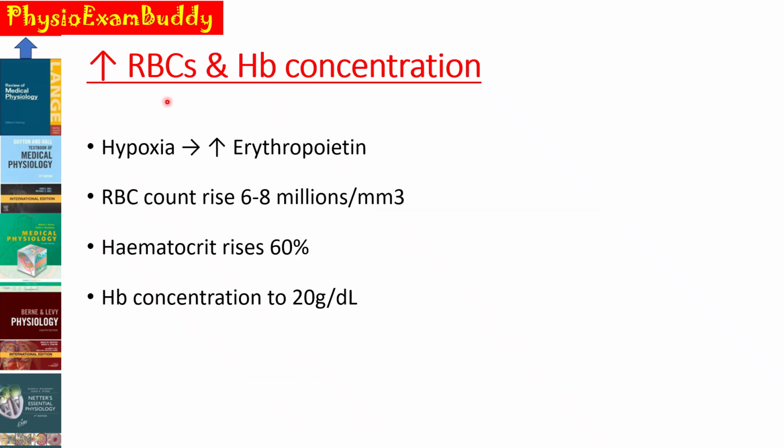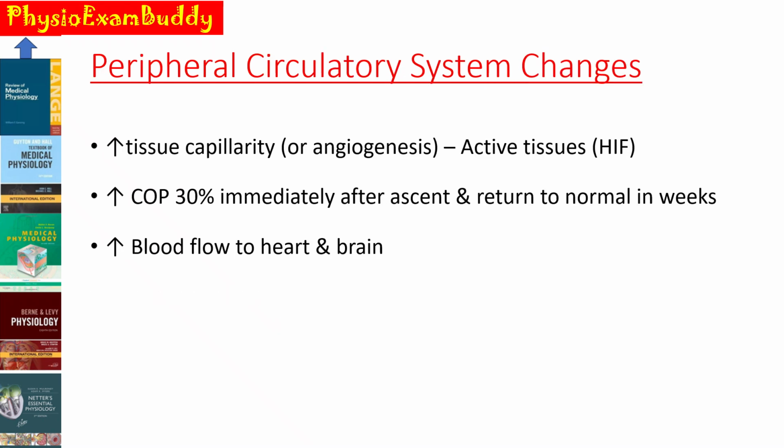Next, about the increase in the red blood cells as well as hemoglobin concentration during acclimatization. Hypoxia is the principal stimulus for increasing the red blood cell production. Ordinarily, when a person remains exposed to low oxygen for weeks at a time, the RBC count may increase to 6 to 8 millions per millimeter cube, and the hematocrit can even rise up to 60%. The hemoglobin concentration increases to about 20 gram per deciliter, thus increasing the oxygen carrying capacity of the blood.